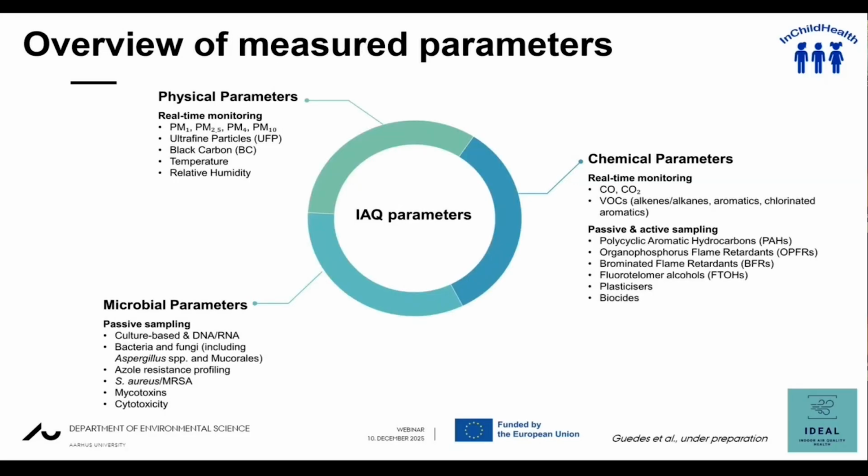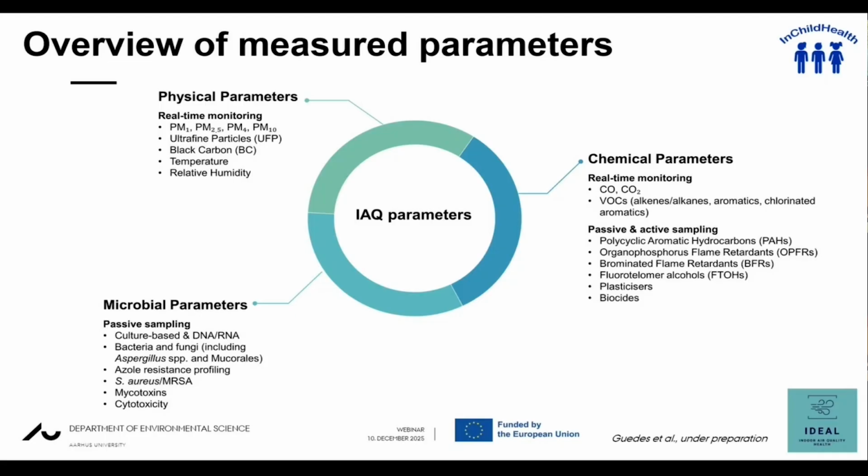So during the InChildHealth campaigns, we measured an extensive set of parameters that captured the physical, chemical, and microbiological aspects of the indoor environment. For the physical parameters, we monitored particulate matter, namely PM1, 2.5, 4, and 10. We also measured ultrafine particles, black carbon, along with temperature and humidity, which influence not only the comfort, but also the particle behavior, the chemical behavior, and the microbial behavior. So they are very important parameters to keep track of.